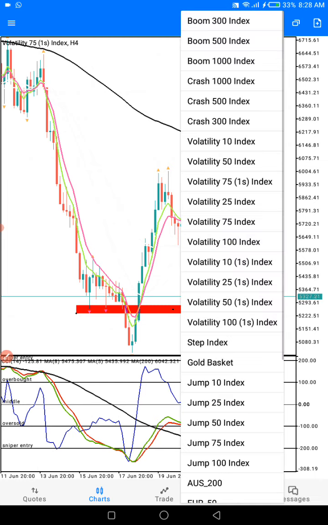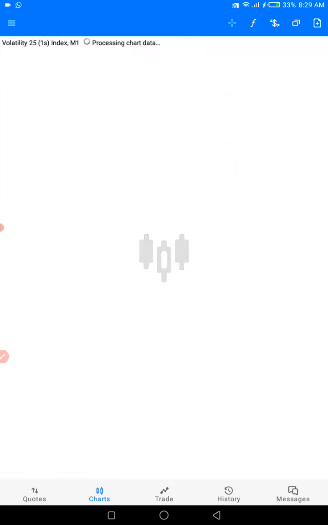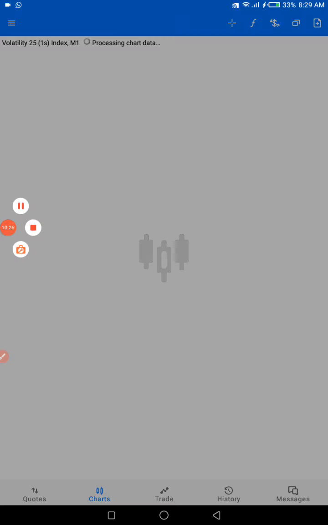VIX 25 (1s) on the higher time frame is already on a bullish movement, and has been for some time now, for days now. This is the 4 hour time frame. If we look at it from the 1 hour time frame, you get a clear picture that the 4 hour time frame is giving us a bullish movement. Now on the 1 minute time frame, this is how it has been.